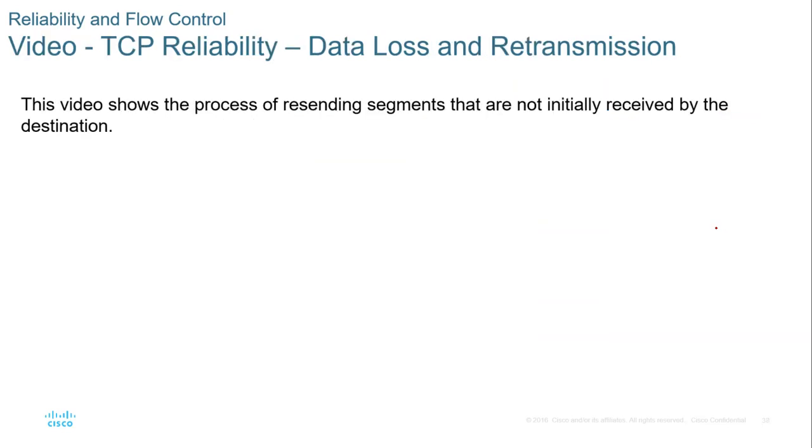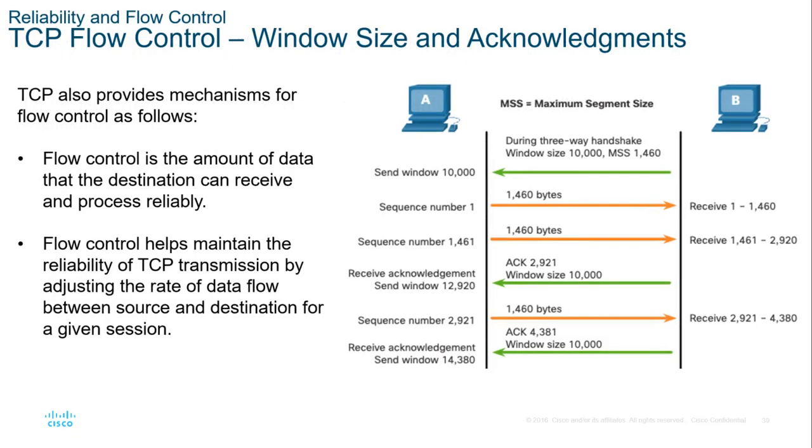The video on data loss and retransmission will still guide you there. Then we have flow control, with window size and the acknowledgement. TCP also provides a mechanism for flow control. Flow control is the amount of data that the destination can receive. It's not what the source can send, but what the destination can receive.